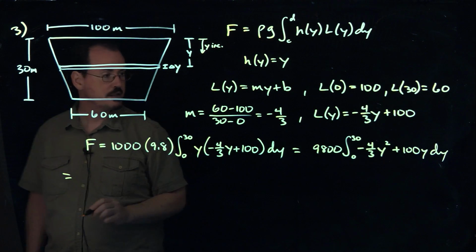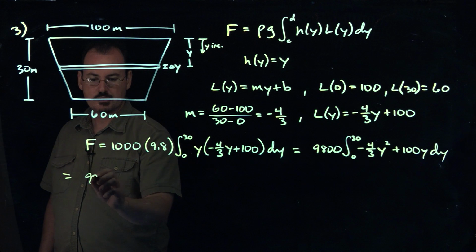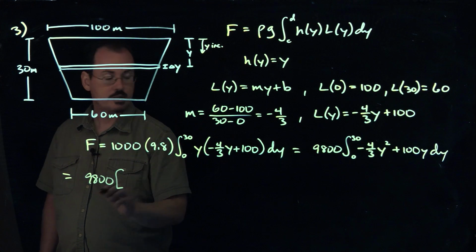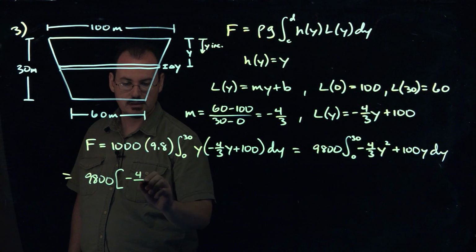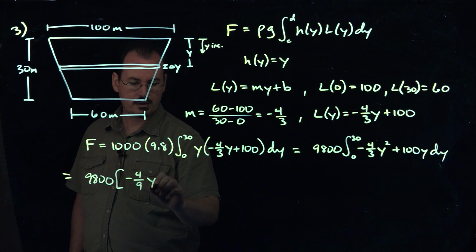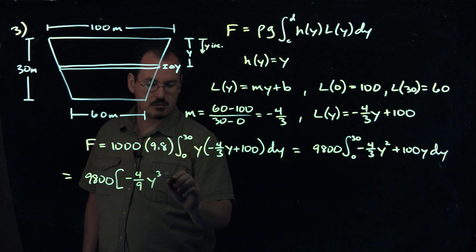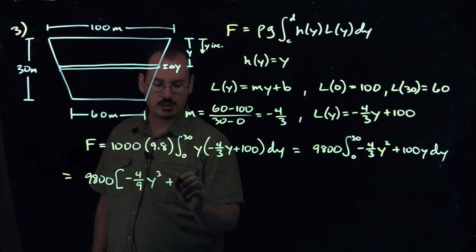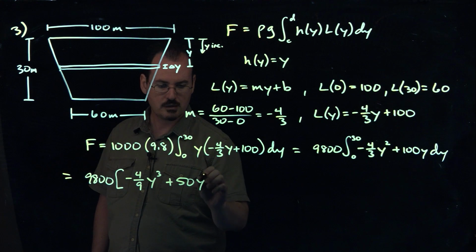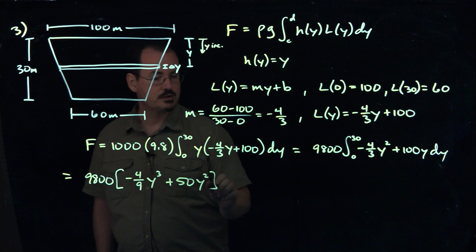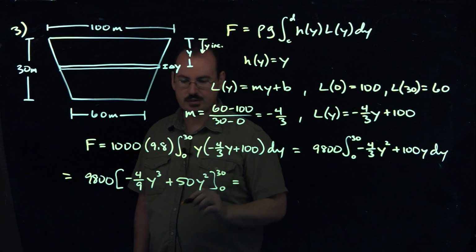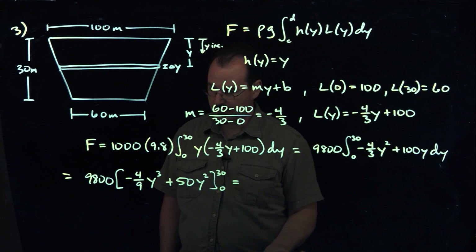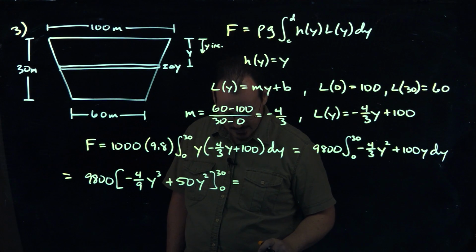Find the antiderivative of that: 9,800 times, if I raise that to the third power, I get negative 4/9 y to the third plus 50y squared. We're going to evaluate this between 0 and 30. When we plug in 0, it's just going to give us 0. So really all we've got to do is plug in 30 here, so let's go ahead and do that.